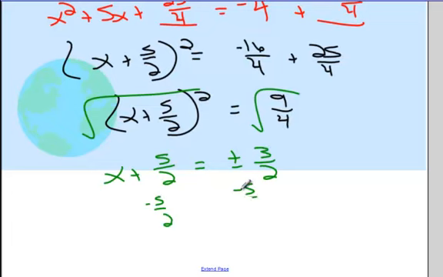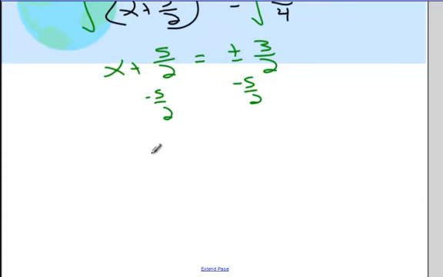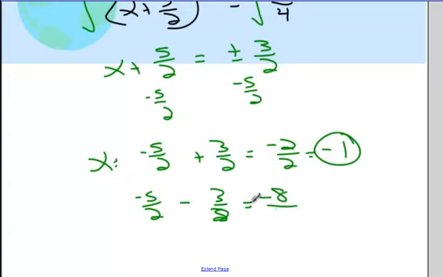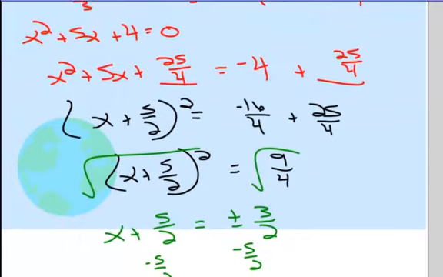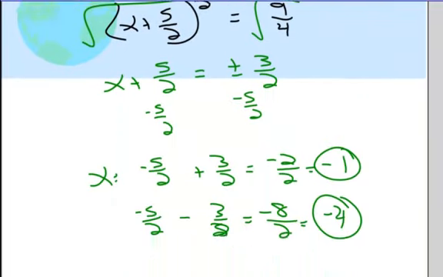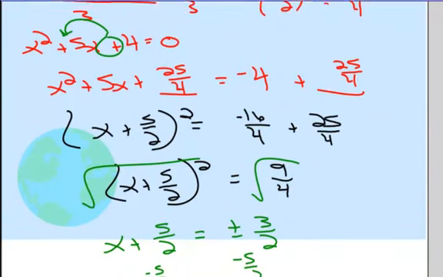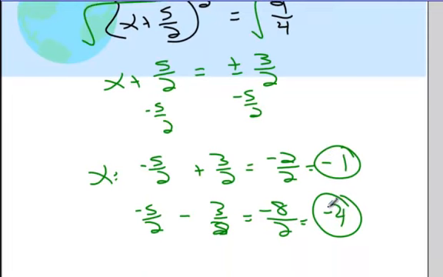Subtract 5 halves and subtract 5 halves. So we now have x equal to negative 5 halves plus 3 halves. We also have the answer, negative 5 halves minus 3 halves. Negative 5 plus 3 is negative 2 over 2, which is negative 1. And negative 5 minus 3 is negative 8 over 2, which is negative 4. But you knew that from the beginning. The factors of 4 that add up to 5 are 4 and 1. You knew the signs were to be the same and they were both going to be positive. So when we go to solve, we would get the opposite, negative 1 and negative 4.